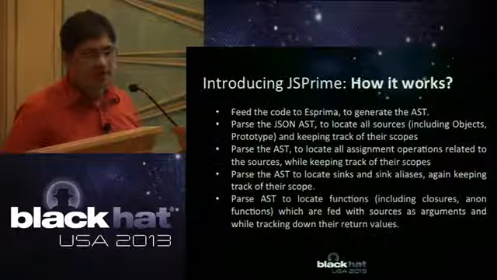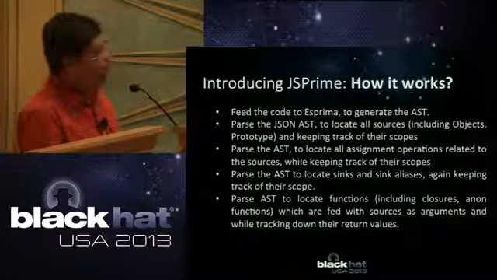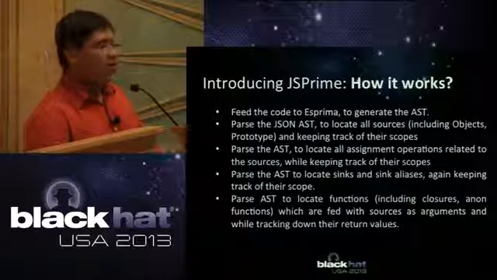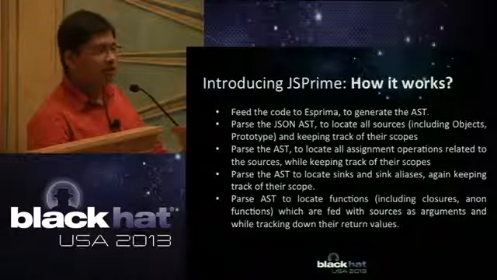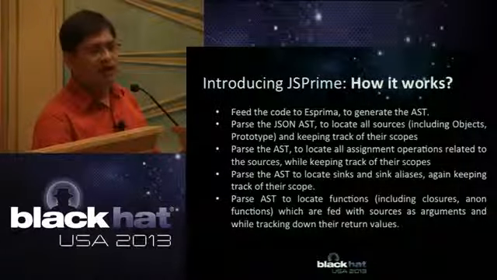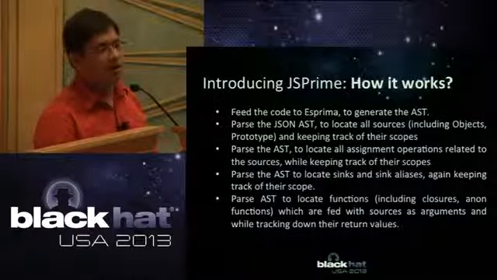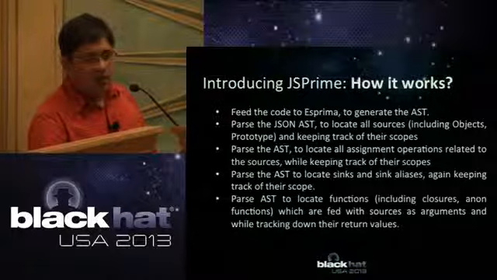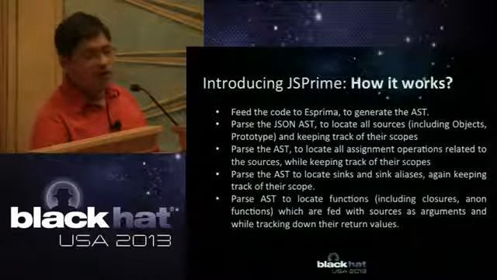Okay, so that was Esprima. Now what do we do with it? Once we take the JavaScript snippet or the code block, we feed it to Esprima and we generate the AST, the JSON object that I just showed you. We then parse the JSON AST to locate all sources.